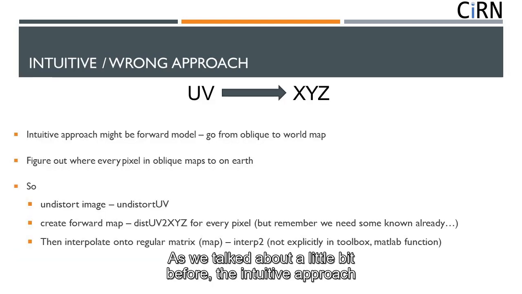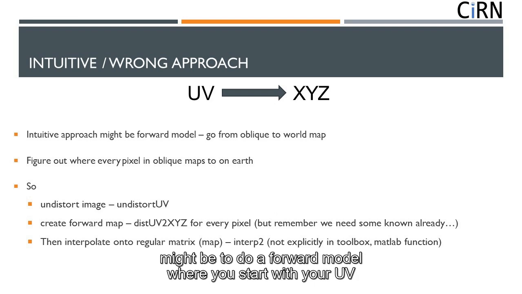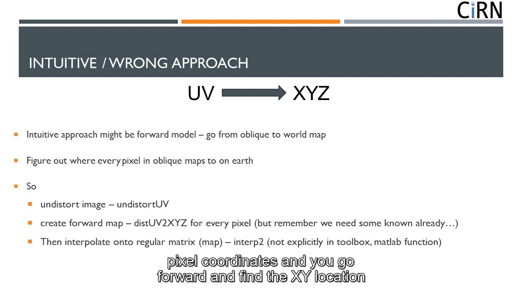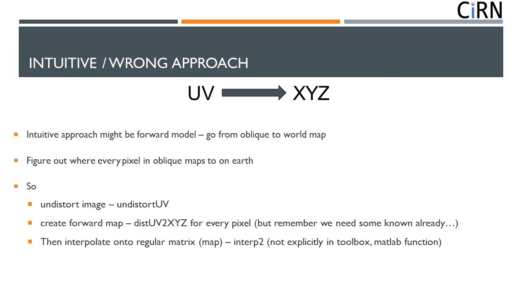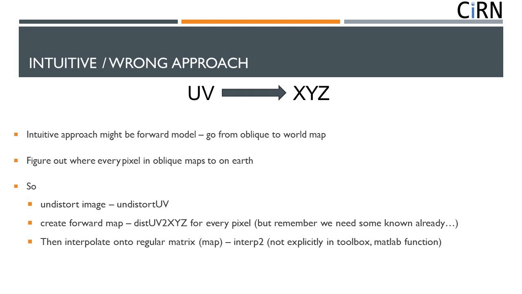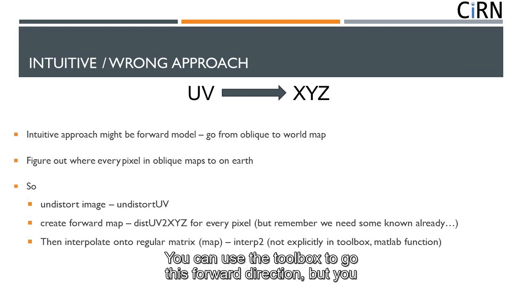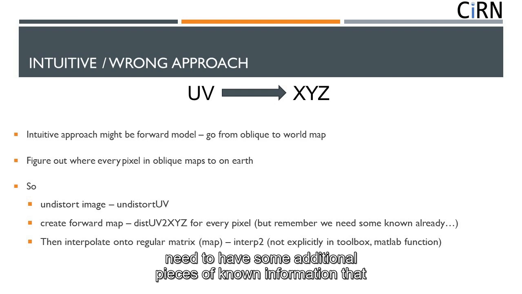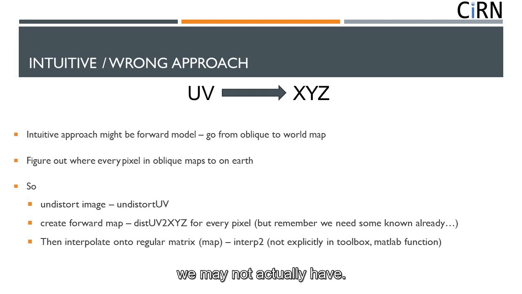As we talked about a little bit before, the intuitive approach might be to do a forward model where you start with your UV pixel coordinates and you go forward and find the XY location of every pixel in your image. However, that's not the easiest approach to use. You can use the toolbox to go in this forward direction, but you need to have some additional pieces of known information that we may not actually have.